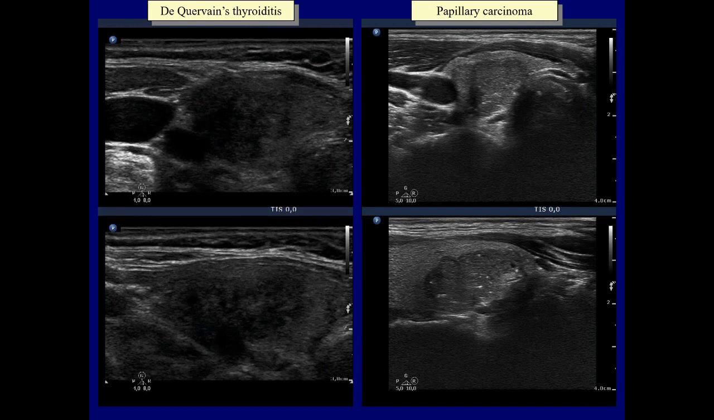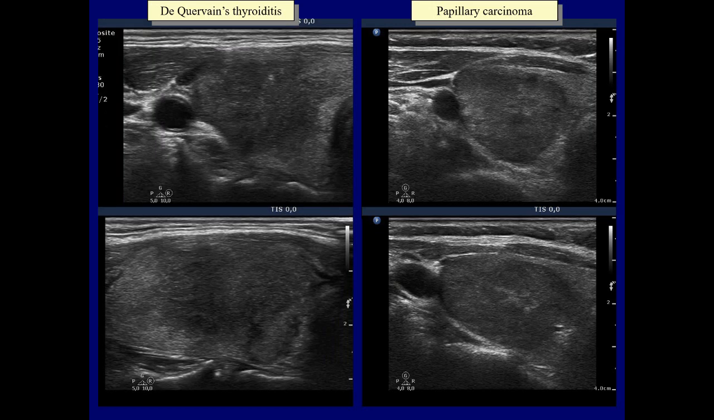The pattern of thyroiditis is almost diagnostic itself: hypoechogenic area with both extralesional and intralesional ill-defined, blurred borders. On the other hand, the papillary carcinoma presents sharp, lobulated margins. Only a small proportion of the border is blurred. Moreover, the tumor contains microcalcifications.